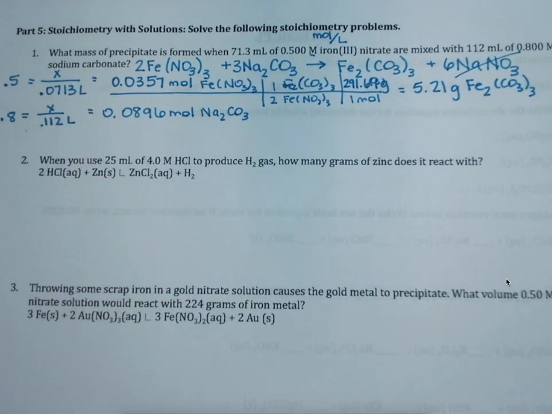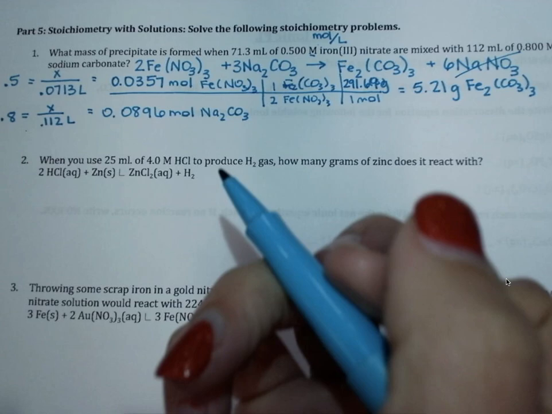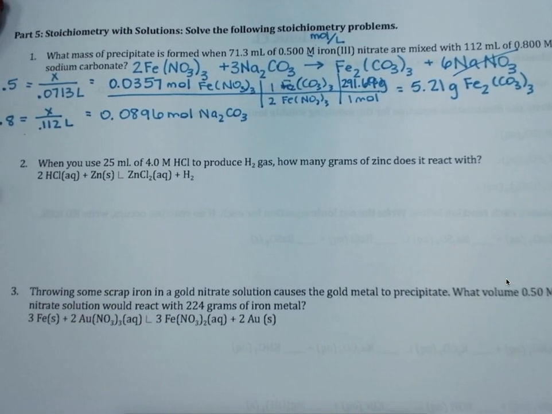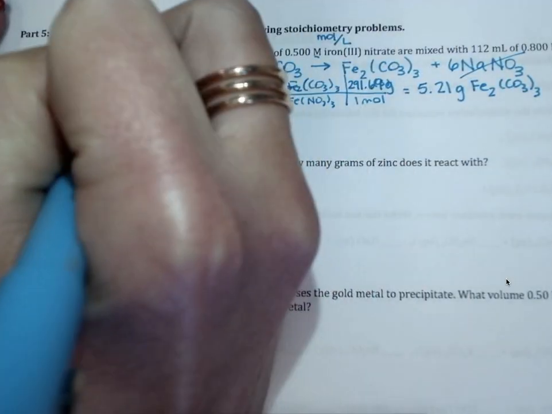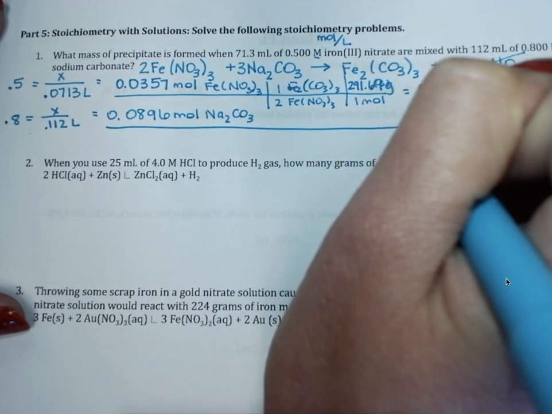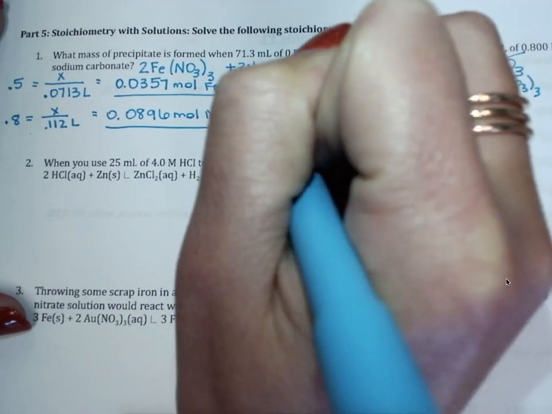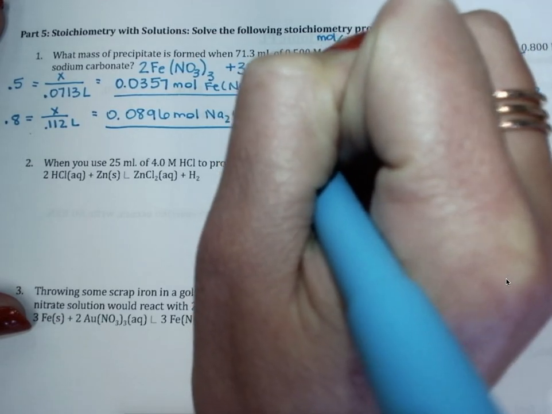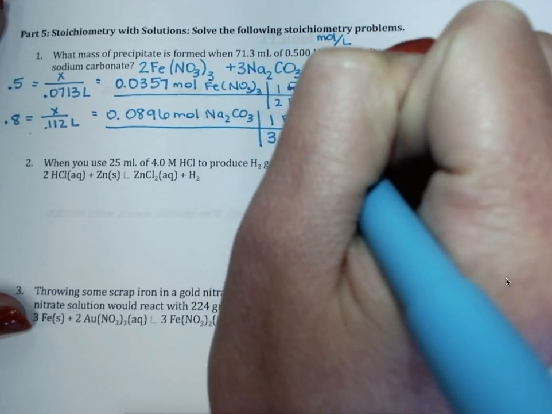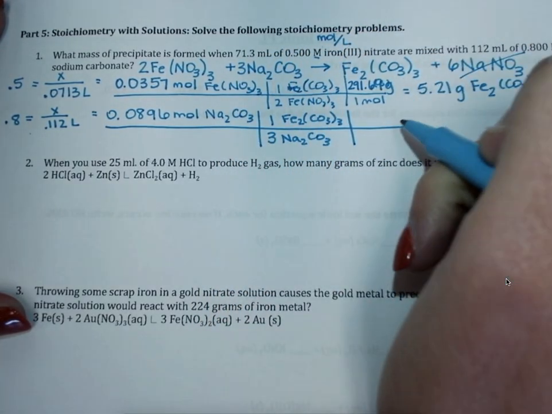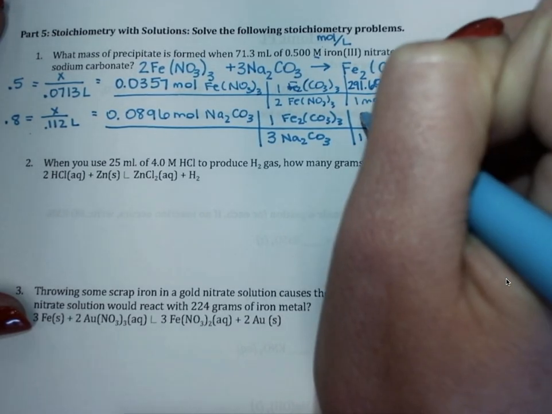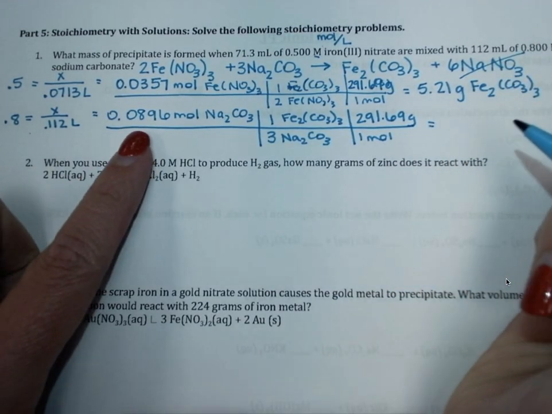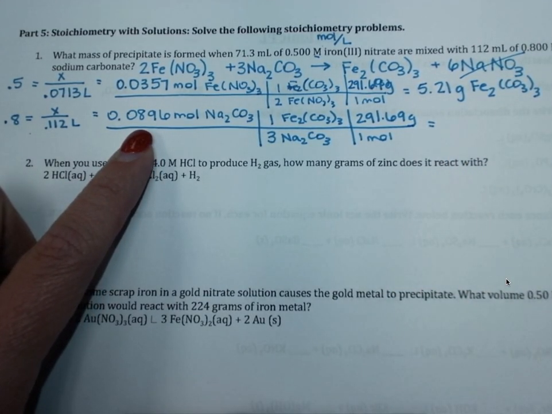But I don't know if that's my correct answer. So I'm going to write the same T-chart again, but this time using the sodium carbonate. Okay. So with the sodium carbonate, they are in a 3:1 mole ratio of sodium carbonate to the iron 3 carbonate. And every mole weighs 291.69 grams. So 291.69.